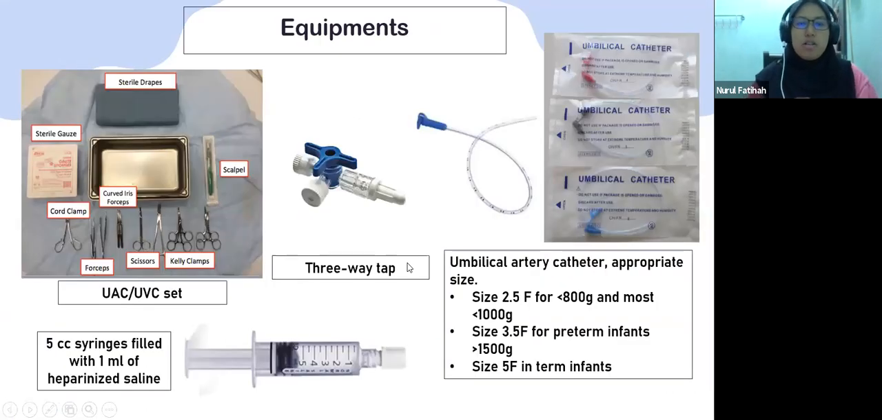So these are the equipment that are needed in this procedure. First one is the UAC and UVC set, which contains drapes, gauze, clamps, forceps, scissors, tray, and also a scalpel with blade, and the three-way stopcock, 5 cc syringe, together with heparinized saline, and also the umbilical artery catheter. You have to choose the size appropriately according to the weight of the infant. In term infants, the size is 5 French.